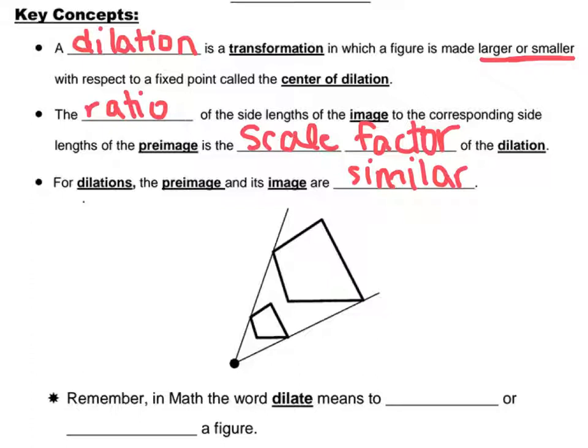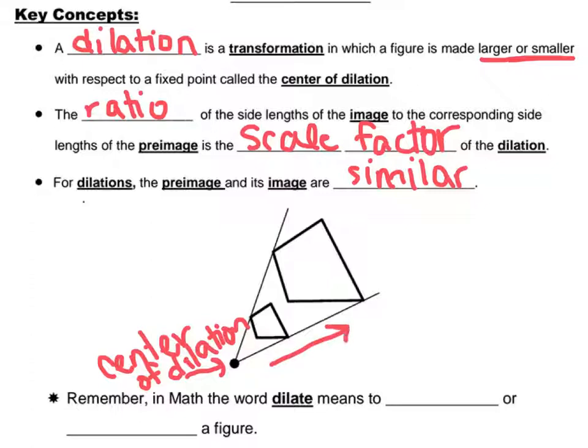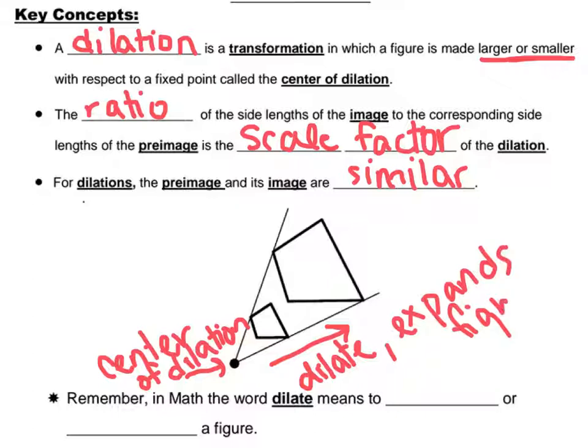Now, when we have a point, this is called the center of dilation. Label that, please. The center of dilation is where it dilates from, so where it gets bigger or smaller from. On a coordinate plane, this will typically be the origin. Now, we can get bigger with our dilation. That means that we have an increase or a scale factor bigger than 1. It expands the figure. So expand means to get bigger.